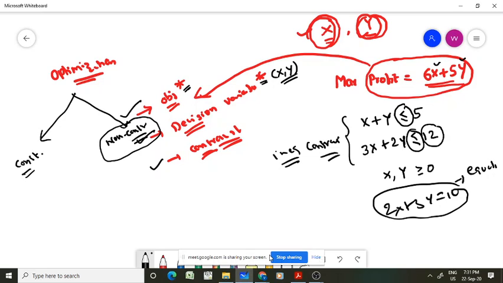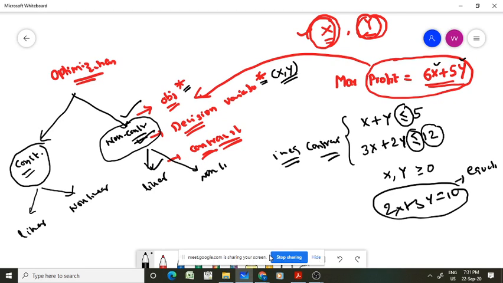Fine. And further, again, this constrained optimization can be split into two categories. One is called a linear optimization problem or a non-linear optimization problem. Similarly, non-constrained optimization also we can segregate into linear optimization or non-linear optimization. Right? So I think you can observe. So what do we mean by constrained optimization? What is non-constrained optimization?